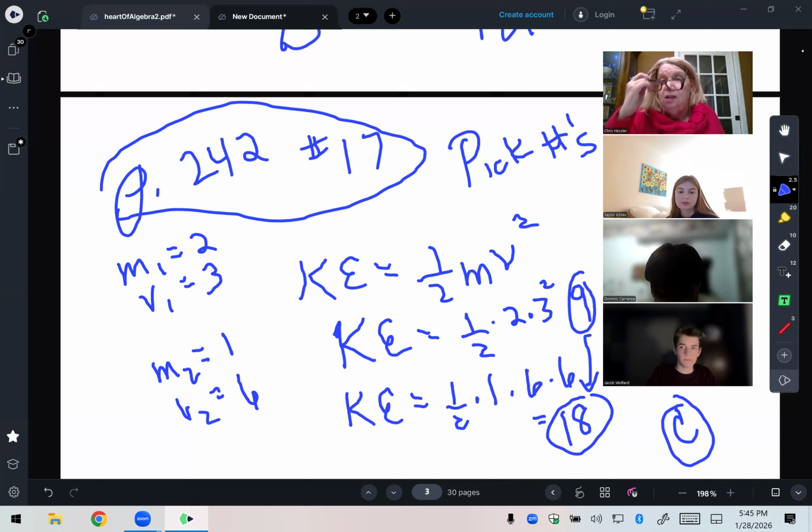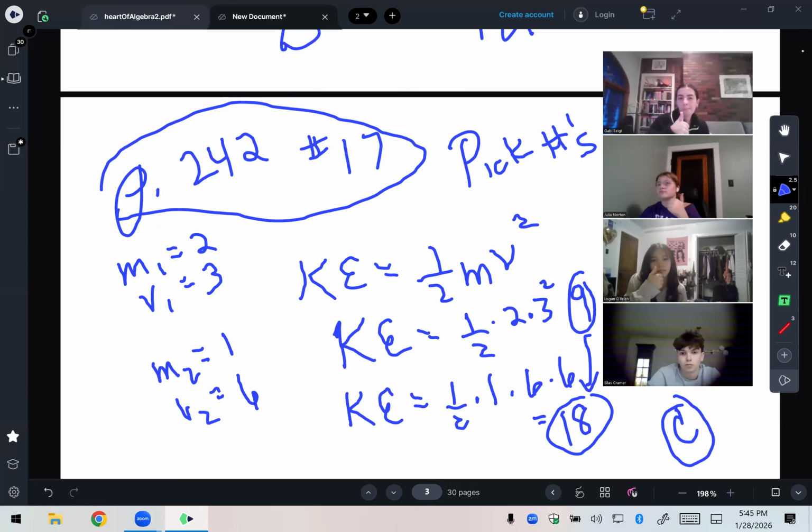Does that make sense to this group? So picking numbers, you won't have to go into all the algebra. It'll make it very easy. Let me see the other group. Okay, Gabby, Julia, Logan, Silas, everybody good with this? This is a strategy. That's why I put this one in here.